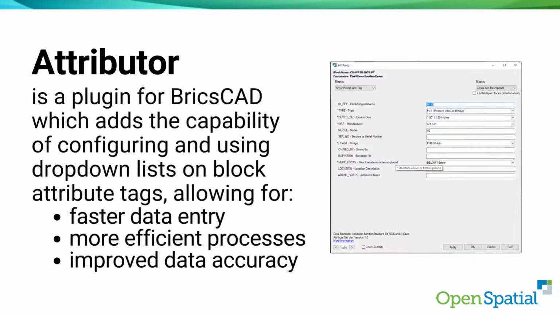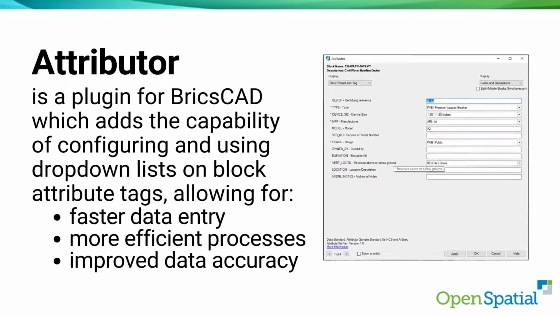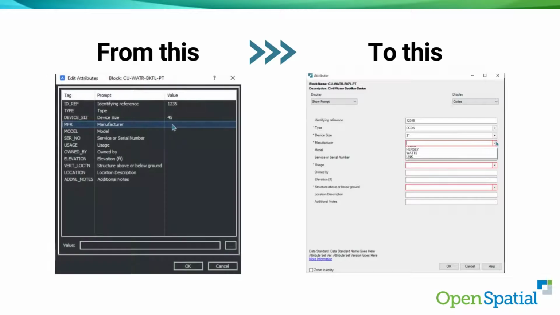Attributor is a plugin for BricsCAD which adds the capability of configuring and using drop-down lists on block attribute tags, allowing for faster data entry, more efficient processes, and improved data accuracy. Let's jump in and take a look at how Attributor works.